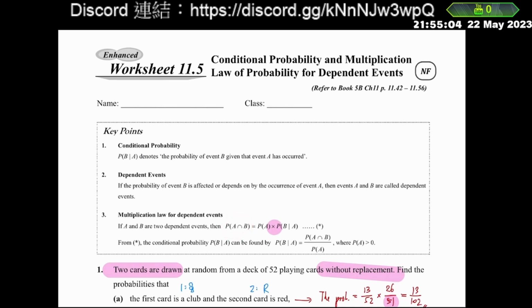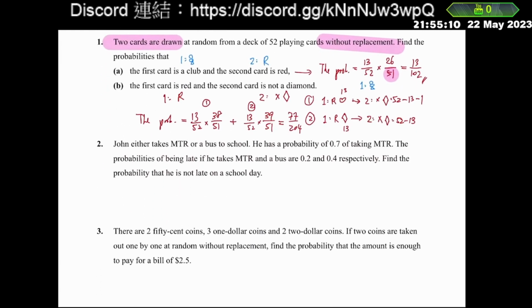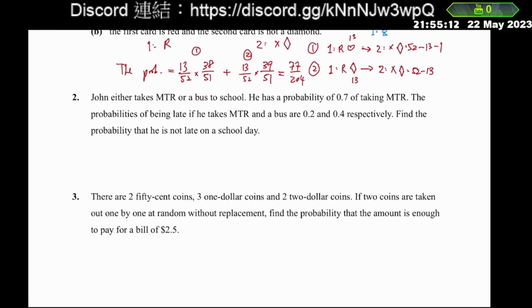Alright, so let's go on with more examples. Last time we finished question 1, and now we go on to question 2. In question 2, John either takes an MTR or a bus to school. If he takes the MTR, he has a probability of 0.7. On the other hand, that means the remaining 0.3 will be the probability to take a bus.